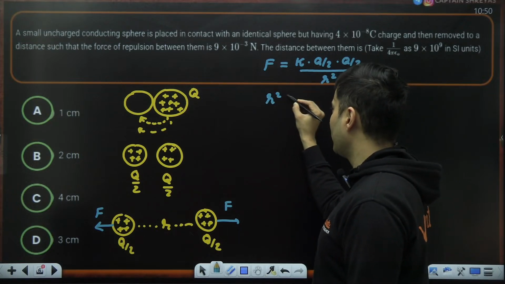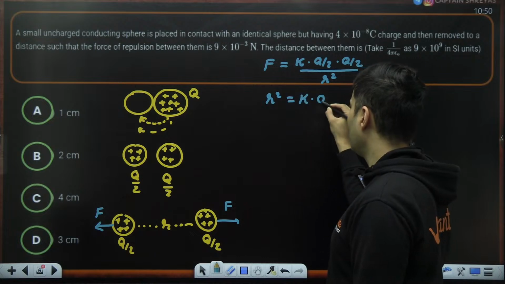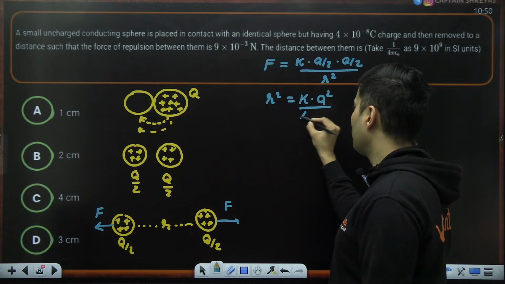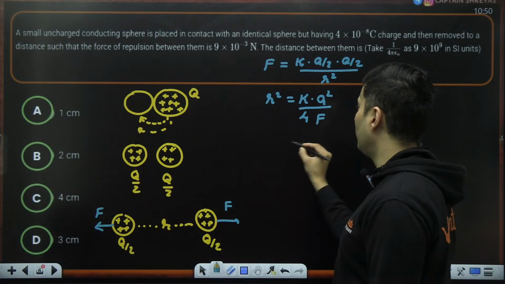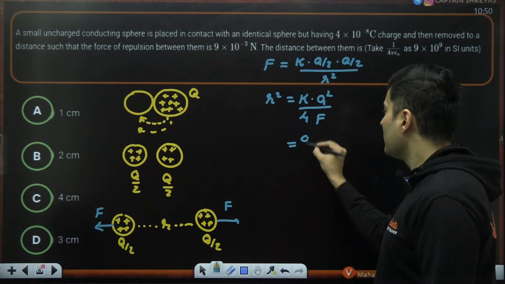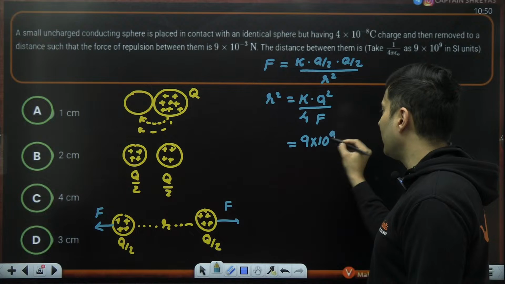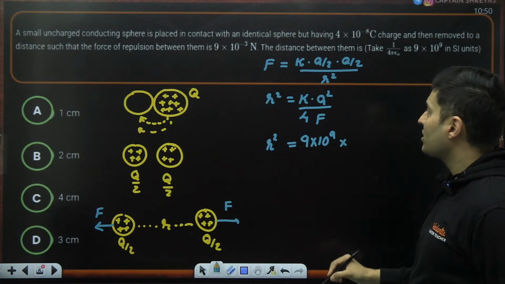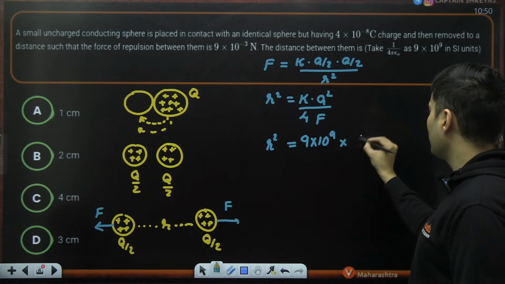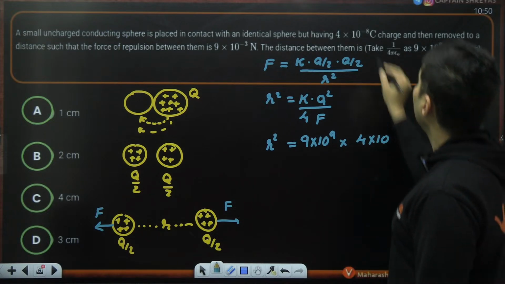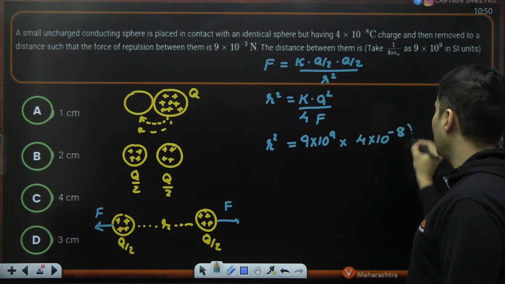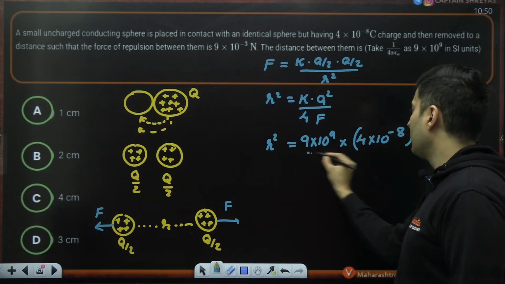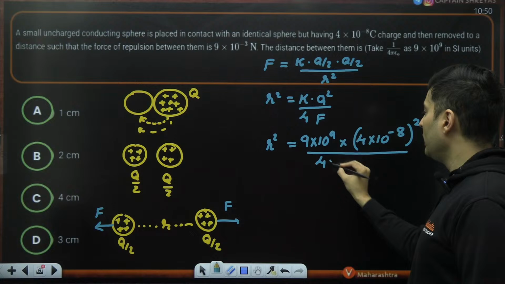Take r square over there, so it will become k into q square. 2 2s are 4, and this force will come over here. The value of k is 9 into 10 to the power 9. Please remember, this is r square. This is charge square, which is nothing but 4 into 10 to the power minus 8, and this is whole squared. The whole thing divided by 4 into the force.